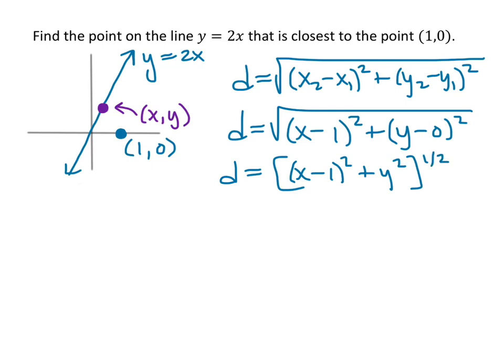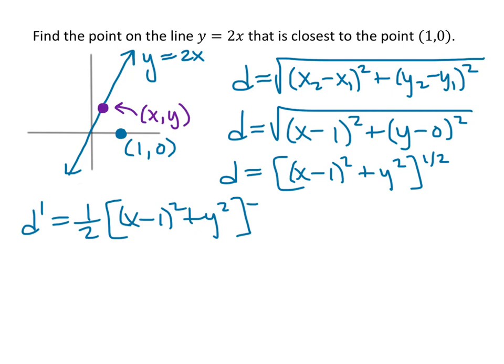Those are equivalent. Next, let's take the derivative of the distance equation with respect to x. We bring the 1/2 down, multiplied by the unchanged inside part, the part inside the bracket, (x minus 1) squared plus y squared. Subtract 1 from the power and get negative 1/2. Don't forget to multiply by the derivative of the inside part.